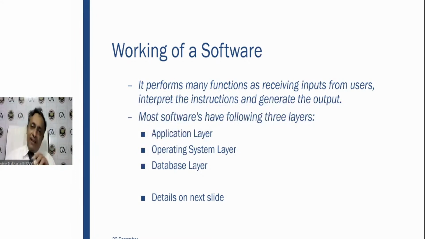So the definition may give you an idea. What an application software does: it performs many functions such as receiving input from users, interpreting the instructions, and generating the output. Most softwares have the following three layers: application layer, operating system layer, database layer. These layers are important. Please remember this: application layer, operating system layer, and database layer.